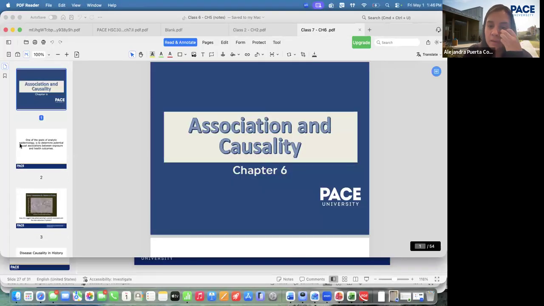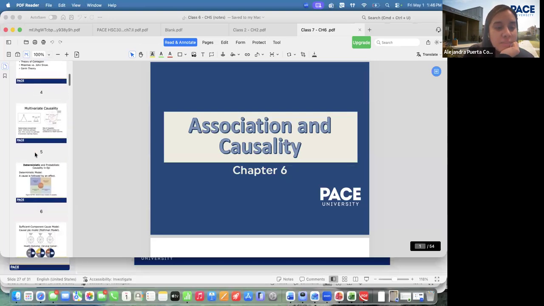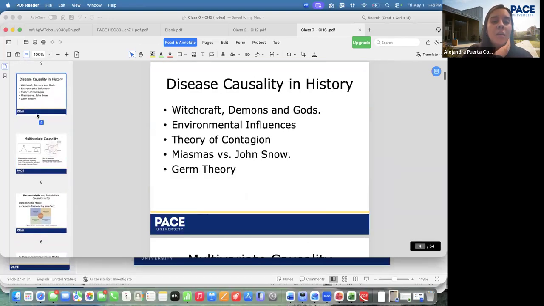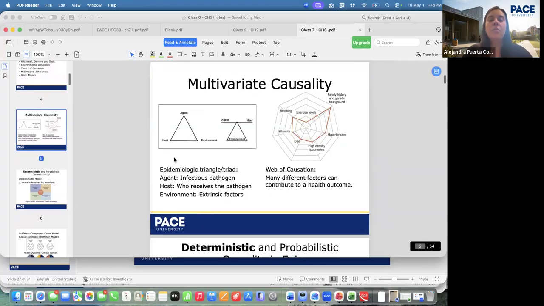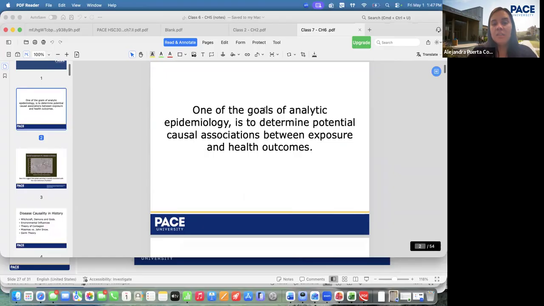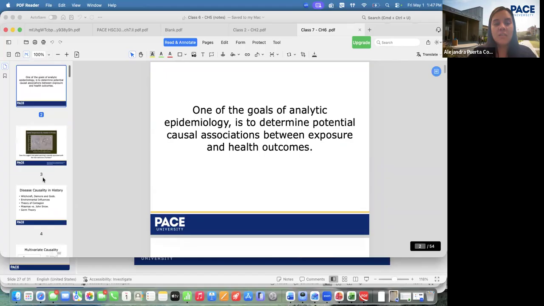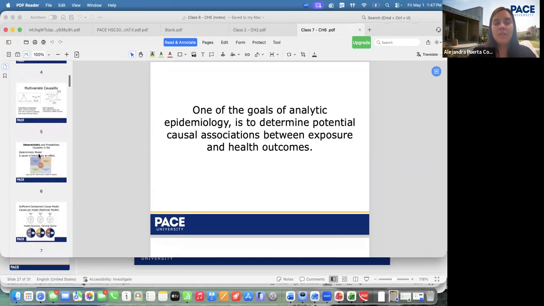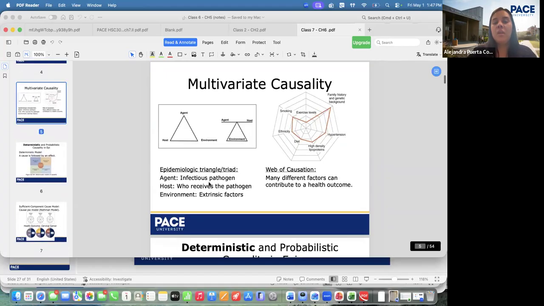Association and causality. Okay. What do we want to see? That there is causality, right? That is our goal at the end of the day. To determine potential causal associations between exposures and health outcomes, right? So how are we going to do that? We have the epidemiologic triangle, in which we want to be able to show that the host, the agent, and the environment are all connected, right?